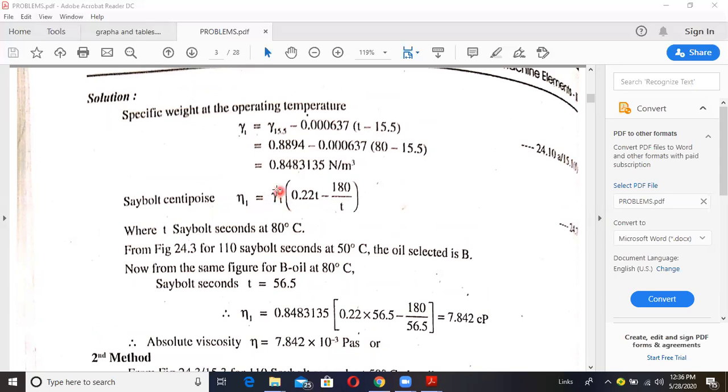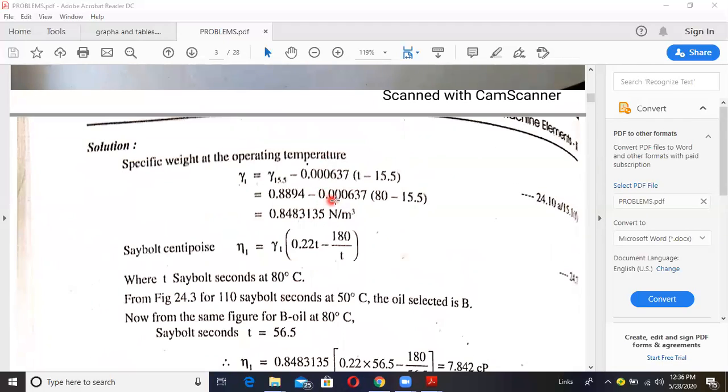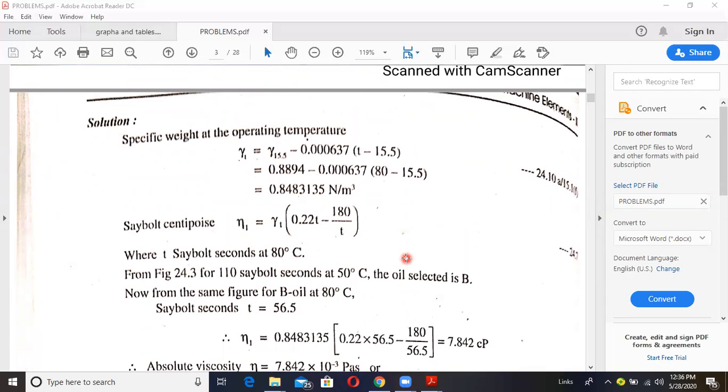First, we will calculate gamma T, that is nothing but specific gravity at 80 degrees Celsius. So specific gravity at operating temperature, gamma T, is equal to gamma 15.5 minus 0.00067 into (T minus 15.5), from equation number 24.10. Here we know gamma 15.5, they have given in the question, 0.8894, minus 0.00067, and T is nothing but the operating temperature, 80 degrees, minus 15.5. Then we will get gamma T. Now gamma T is over, but we have to calculate T, Saybolt seconds at 80 degrees Celsius.